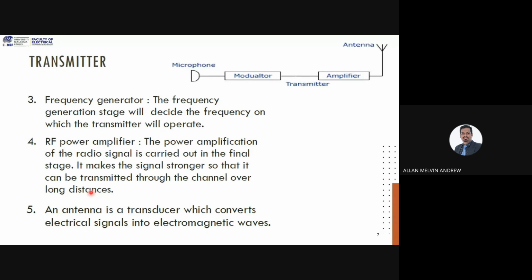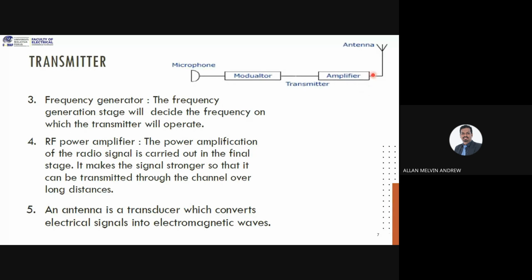We know that when you are transmitting over a distance, after some time, due to friction, and even in wireless there can be interference, the signal becomes weaker. So you need a power amplifier to amplify the signal so that it becomes stronger and can be communicated over a long distance. So that's the function of the power amplifier.